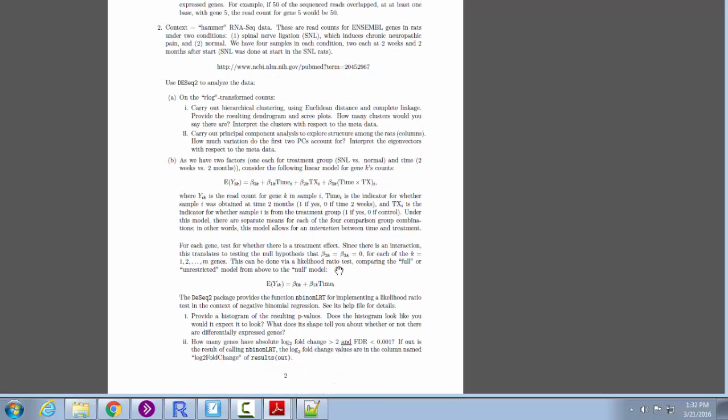RNA-seq data and use DESeq2. So you can follow the ngs.r example to do this problem.